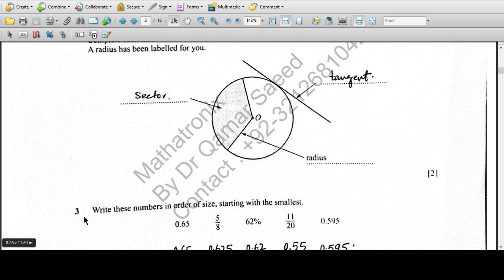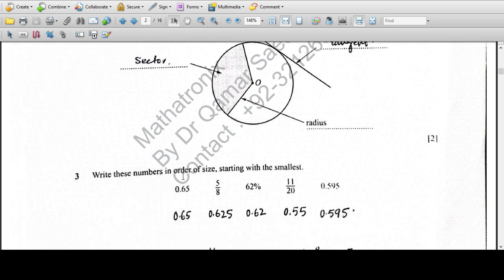Now question number 3, write down the numbers in order of size starting with the smallest. So this is 0.65, 5 upon 8, 62%, 11 upon 20, 0.95. So we take the smallest, and we convert all numbers to decimals. So this is 0.65, this is 5 divided by 8, which is 0.625, 62% is 0.62, 11 by 20 is 0.55, and this is 0.95.